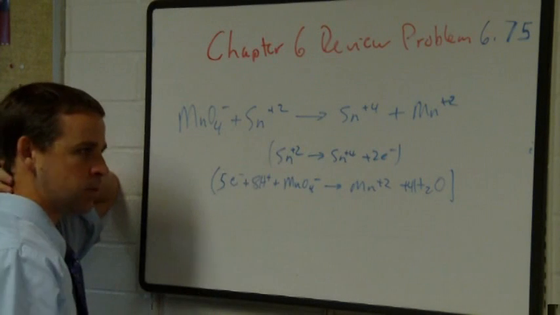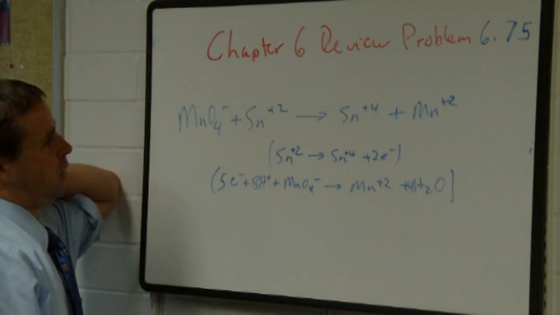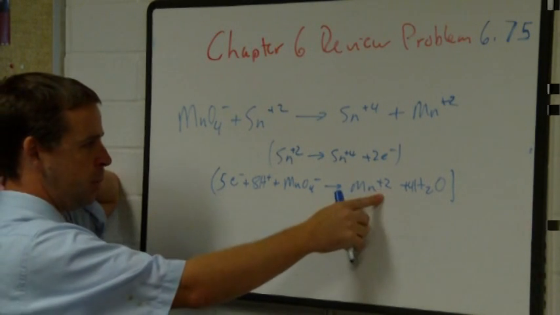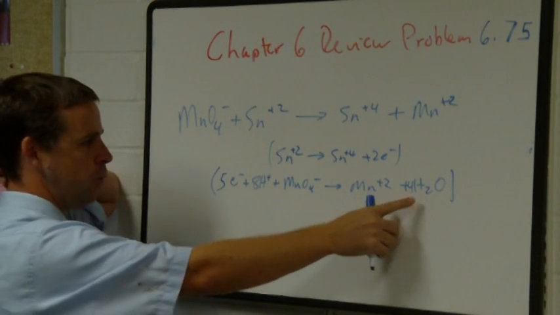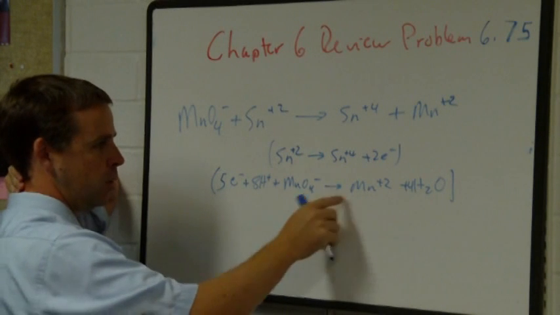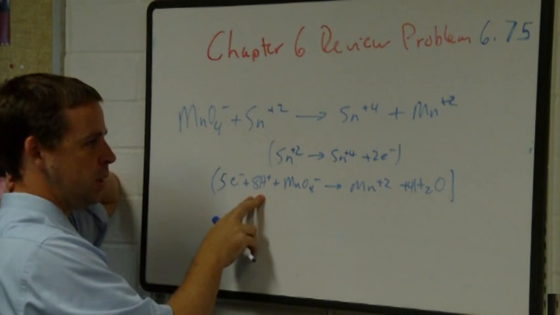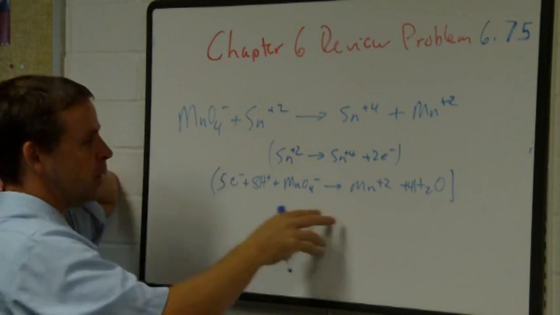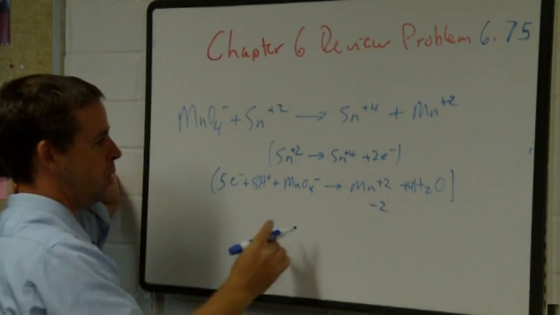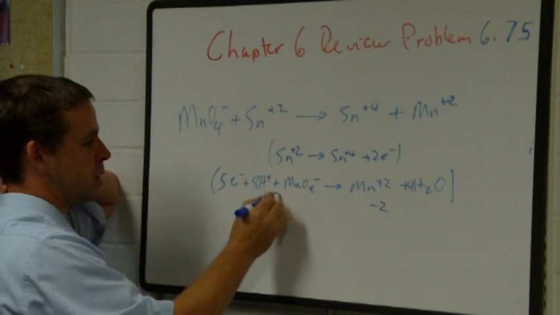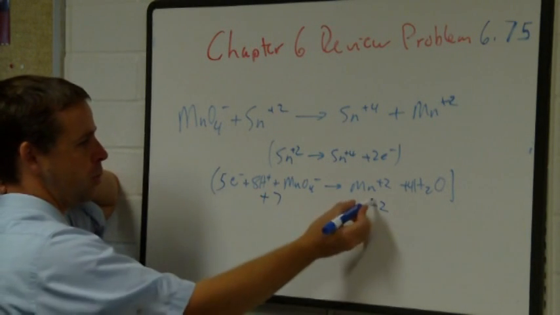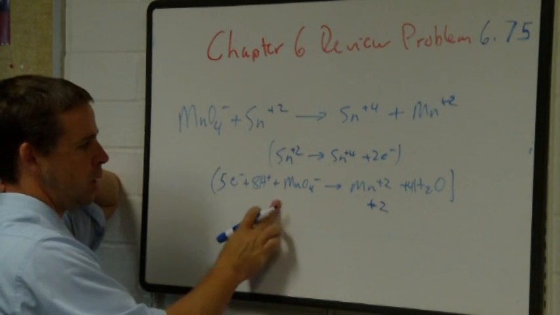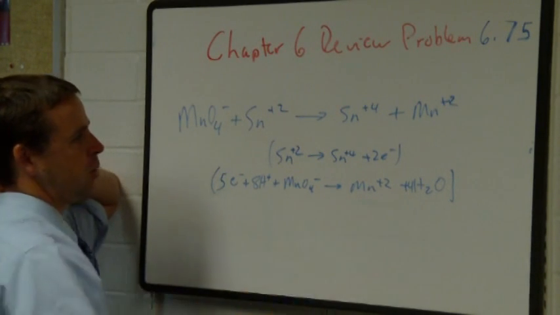Is that right? Double check this one. MnO4 minus, Mn plus 2, right? So we need 4 waters on the right. That's 8 protons on the left now. The charges, again, initially this is a plus 2 side over here, and this is a plus 7 side over here, so we need 5 electrons. Okay, double checked it, it looks okay.